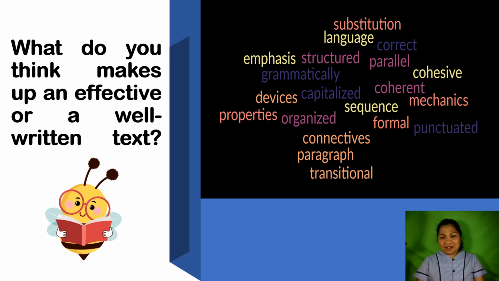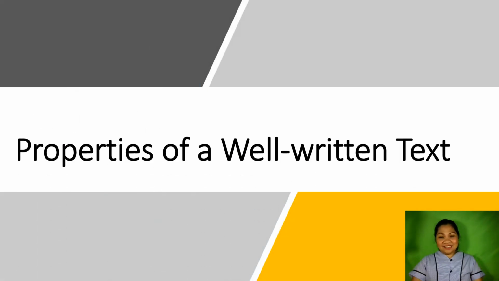Paragraph? Yes, we're talking about paragraph. What else? Correct. Yes, correct grammar. Parallel? Yes, correct. So parallel ideas. What else? Grammatically? Yes, that's correct. Formal? Yes, we can use formal also in our paragraph. What else? Sequence? Yes, we need to follow sequence in our paragraph writing. What else? Some more? All the words that you have written are all properties of a well-written text. Now, let's go beyond or deeper about it.